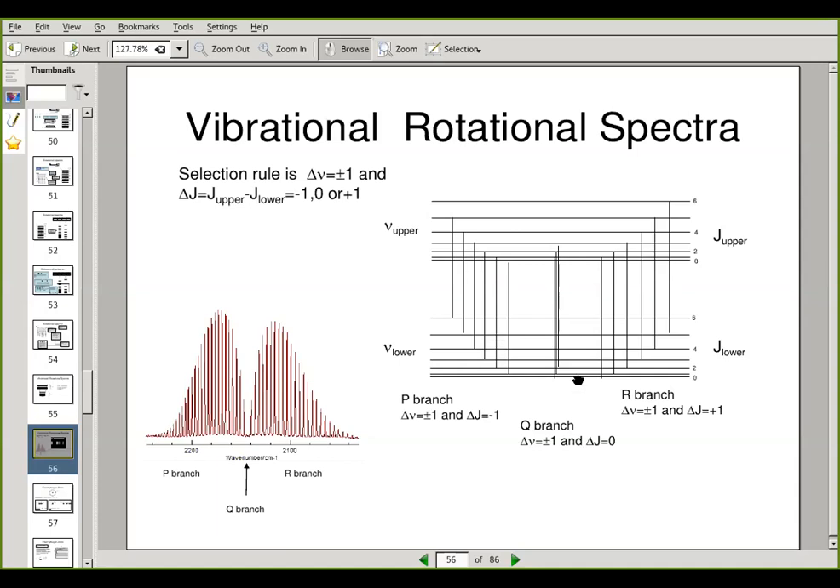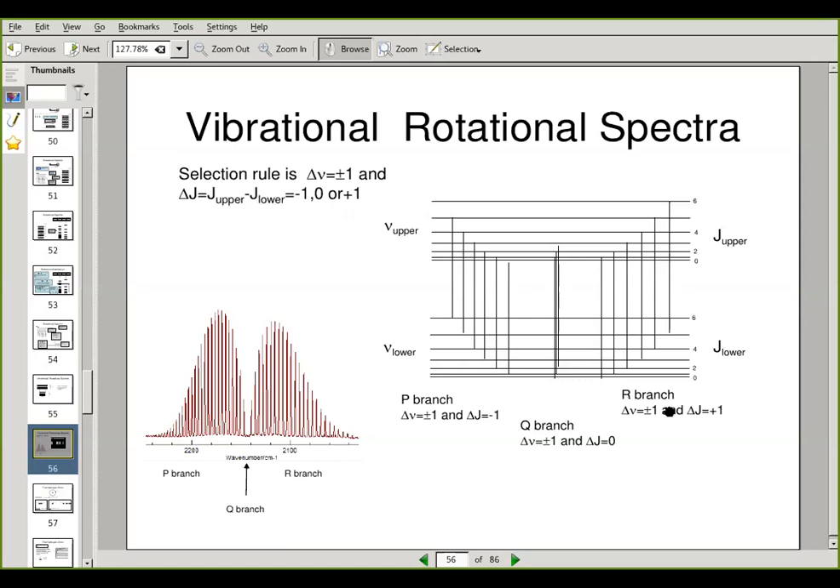But have a look at this one. It's going from rotational energy level 0 to rotational energy level 1. So that's interesting as well. We've got a change in those rotational energy levels there. And those are the P branches and the R branches.